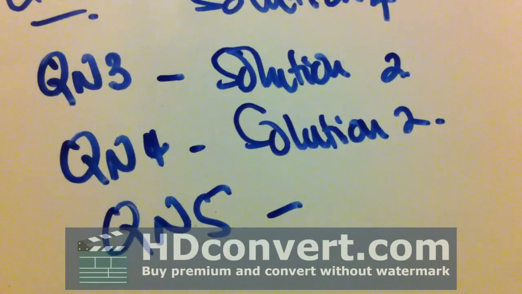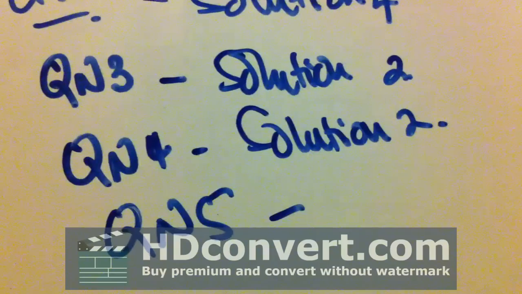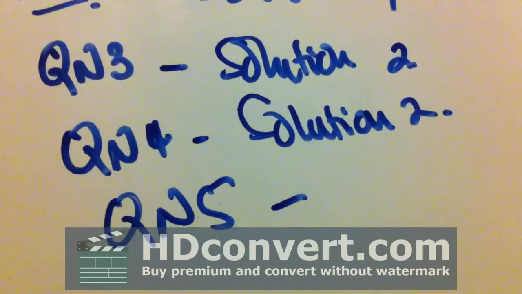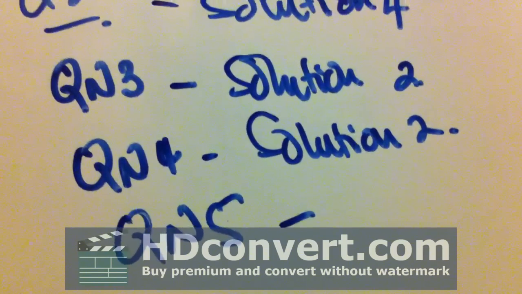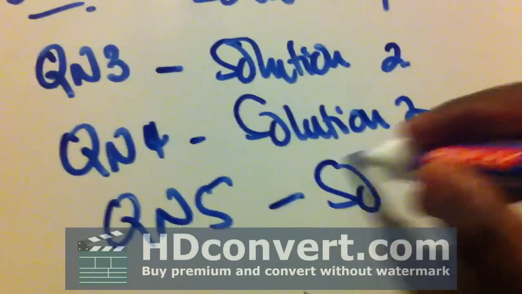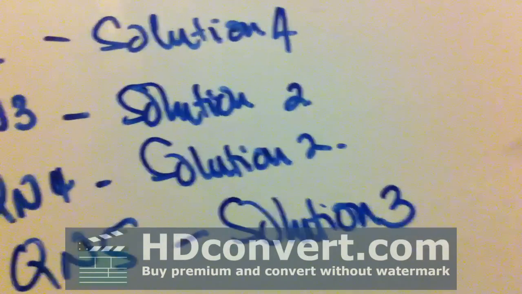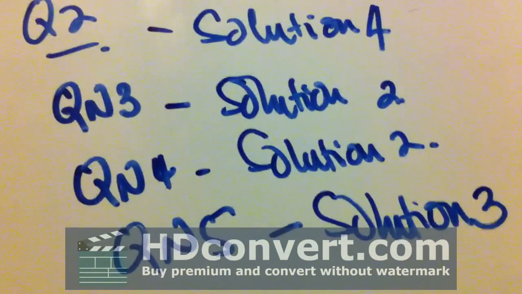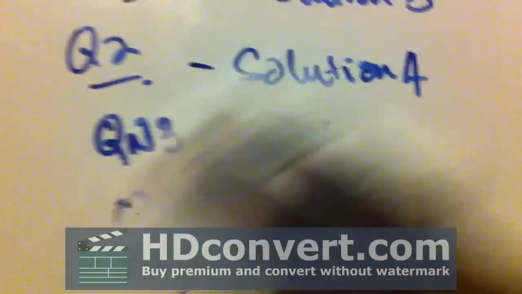Accrued expenses, those are expenses that we have incurred but we haven't paid, so that is a liability. Prepaid expenses are assets, cash flows are assets. So our solution is solution number 3 there. Solution number 3, which speaks about accrued expenses. Then we continue now to question number 6.